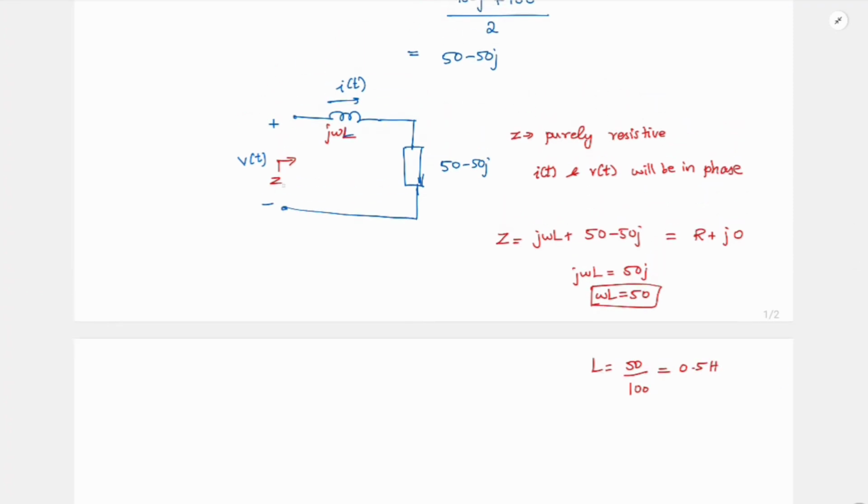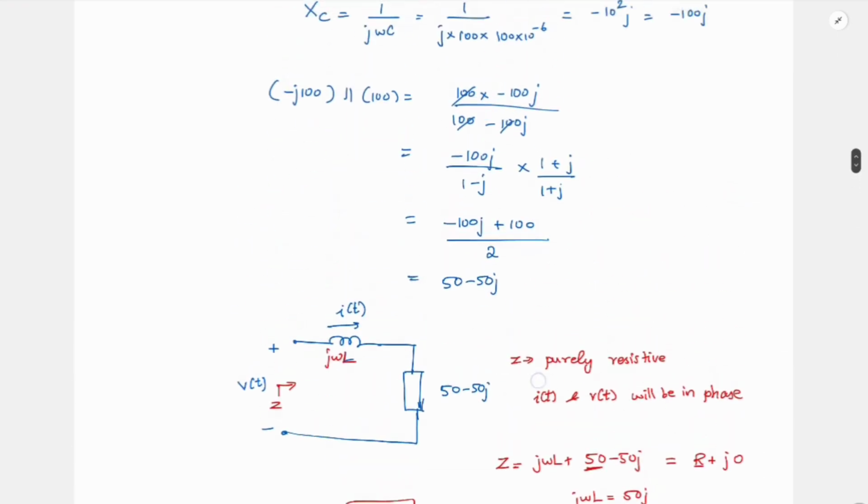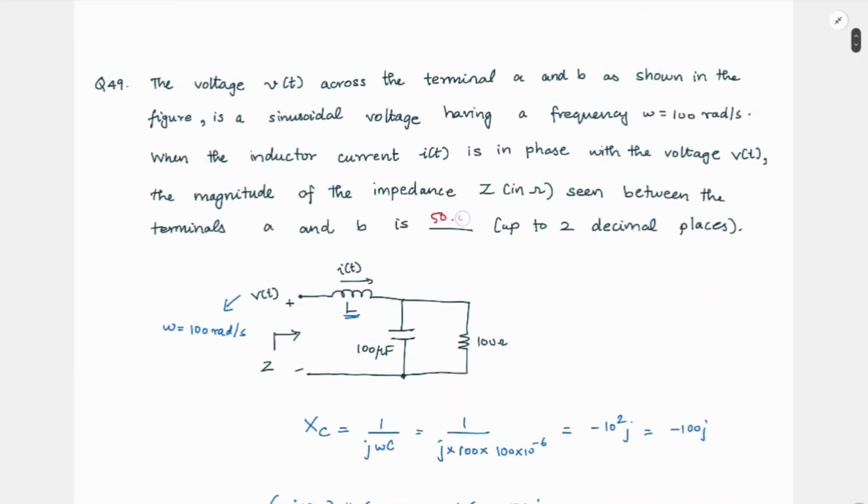But in this question, we are interested in what is the Z. So it is only the real part of this. So Z should be equal to 50 ohms. This is your answer, 50.00.